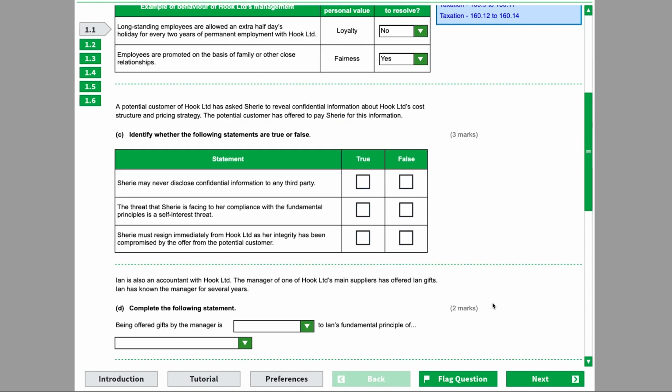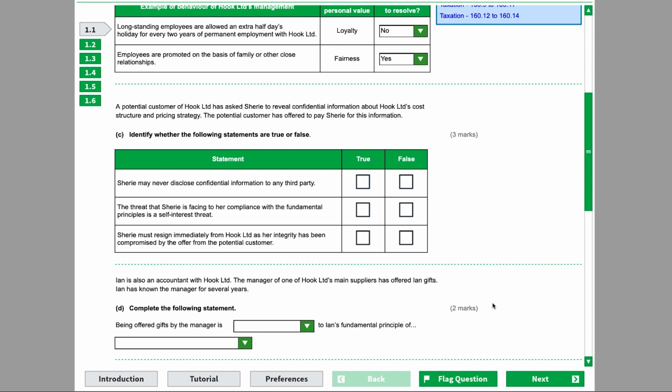A potential customer of Hook Limited has asked Sherry to reveal confidential information about Hook Limited's cost structure and pricing strategy. The potential customer has offered to pay Sherry for this information. C says, identify whether the following statements are true or false. Cherie may never disclose confidential information to any third party.